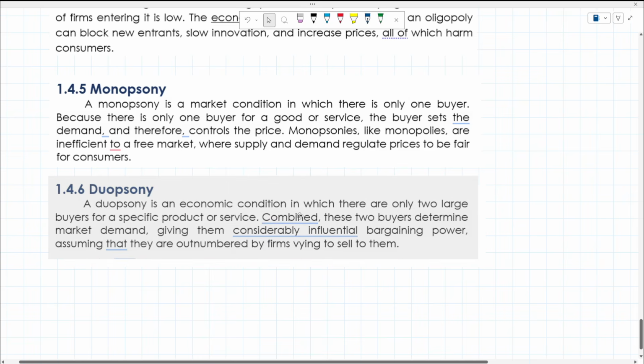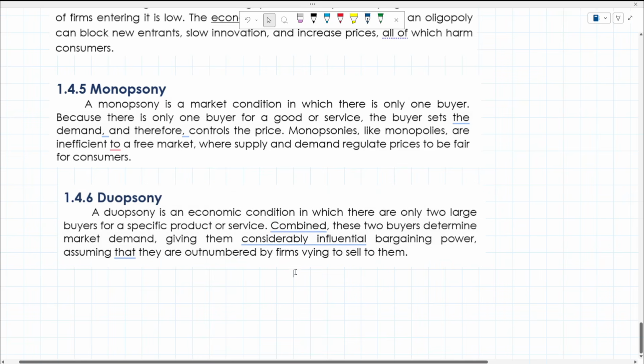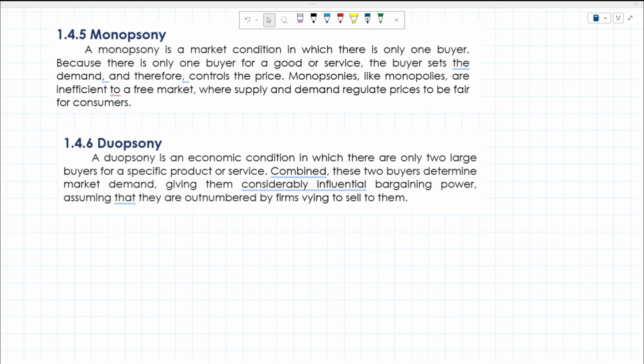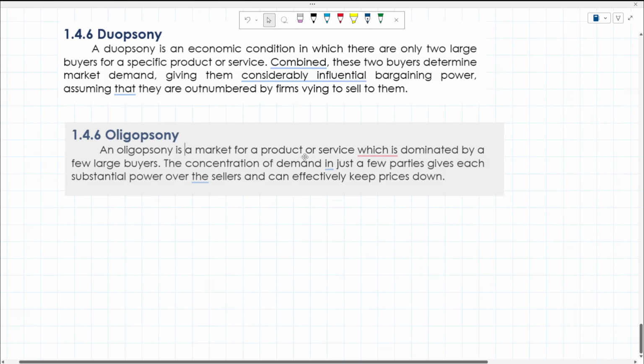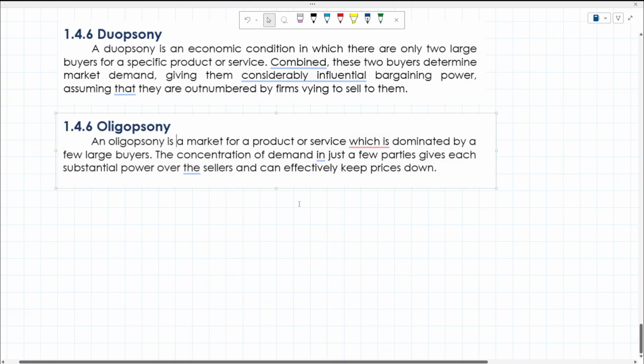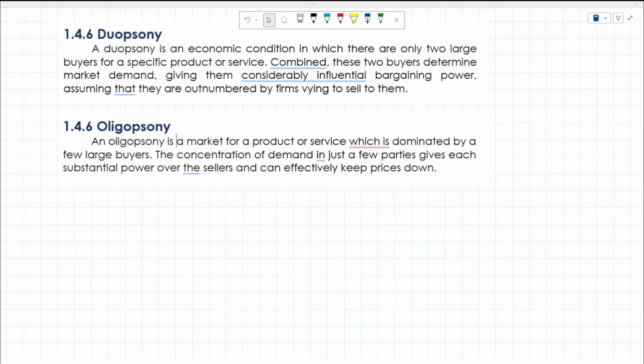Na-discover na kasi, nag-uusap pa rin tong dalawa, no? Kung ano yung presyo. Okay? Of course, kung may oligopoly, meron ding oligopsony. No? Ito naman, yung mga very rich lang yung buyers. Okay? An oligopsony is a market for a product or service which is dominated by a few large buyers. The concentration of demand in just a few parties gives each substantial power over the sellers and can effectively keep the prices down. Okay?